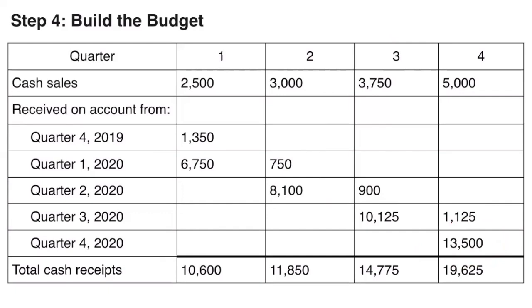Lastly, the total cash receipts is found by adding everything in each column. So if we take a look at quarter 1, for example, we're going to take 2,500, we're going to add it to 1,350, and then we're going to add on 6,750, and that's what's going to give us our total cash receipts number of 10,600. You will do the same for quarter 2, quarter 3, and quarter 4.